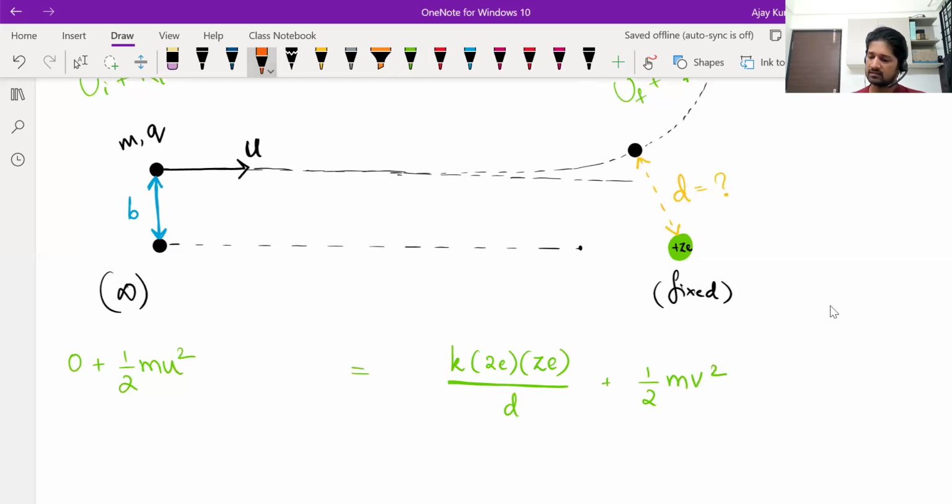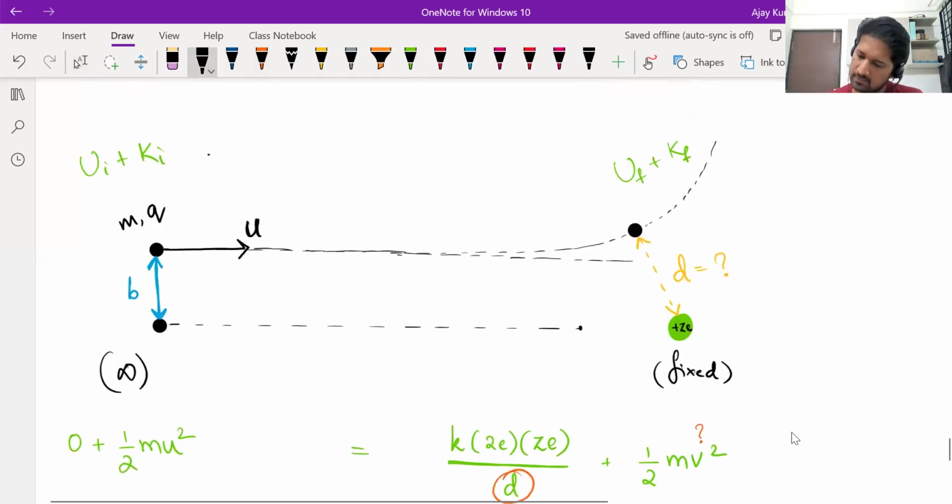Now what we are interested in is calculating the distance D, but we don't know what the speed is at that moment. If you can somehow find out the speed at that instant, you can substitute it in the energy conservation formula and tell the distance. How to find out the speed? Again, the force which is making all this happen is the electrostatic repulsion between the nucleus and the alpha particle.